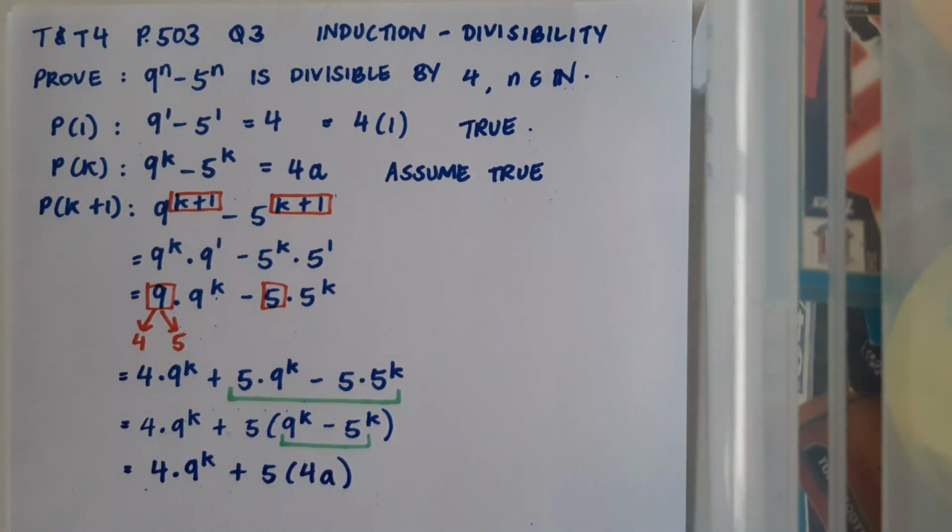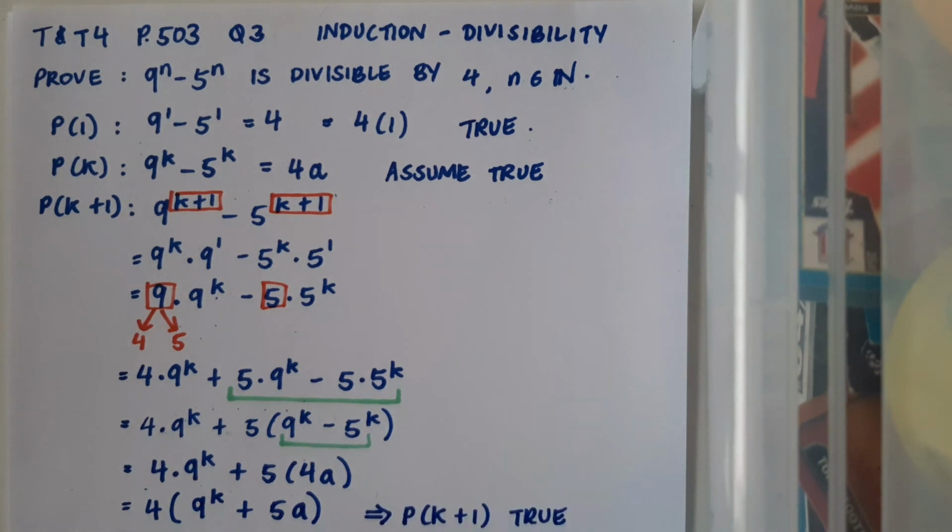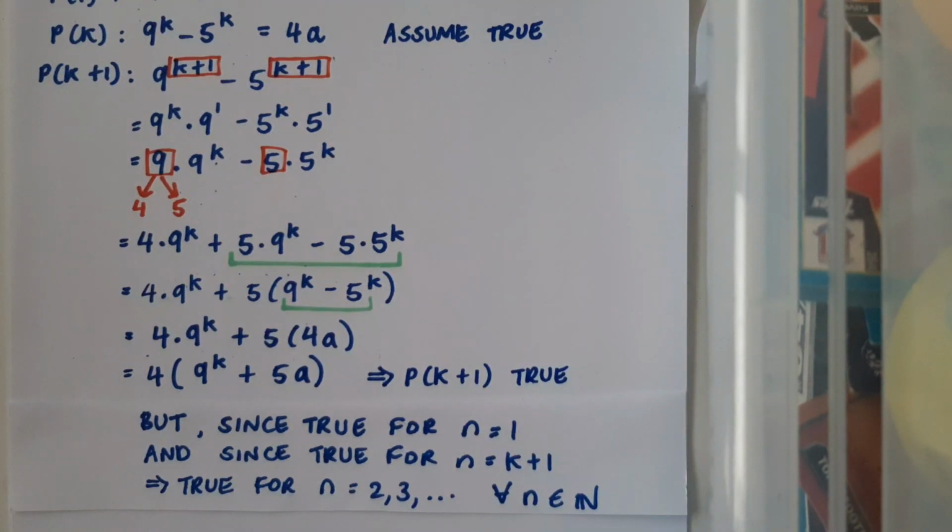At this point now, I can see that each term has a factor of 4. So I can factorize 4 out of the whole expression, leaving me with 4 times (9 to the k plus 5a), which allows me to conclude that P(k+1) is true. And then I simply wrap up as usual. This ending doesn't really vary from question to question.